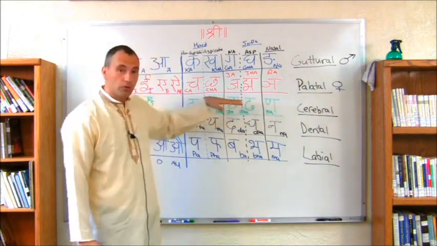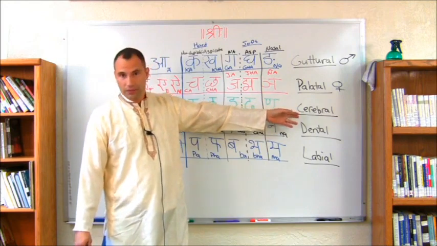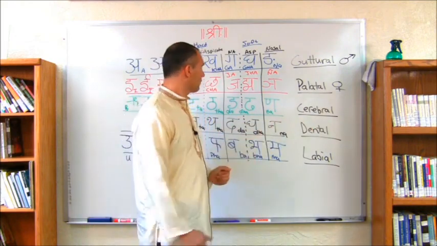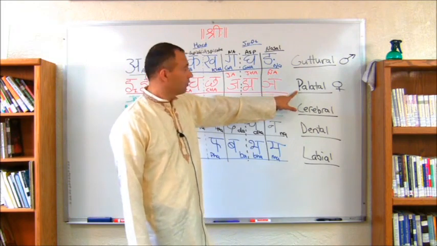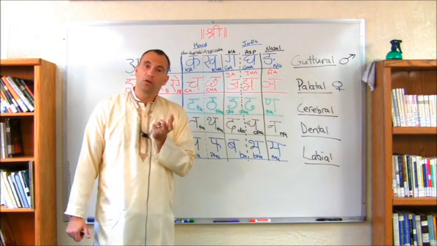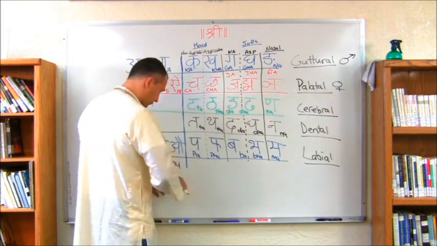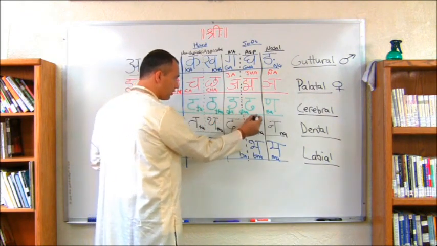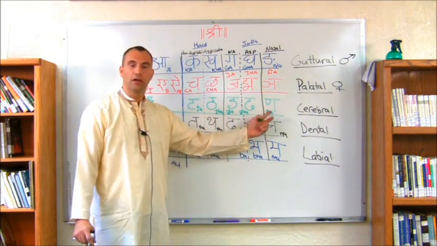This row is called cerebral or murdhanya in Sanskrit, which is there in your book. This palatal was talavya, murdhanya. Now these are all that typical Indian sound. These, when they're transliterated, all have the dot underneath. Ta, ta, da, da, na.